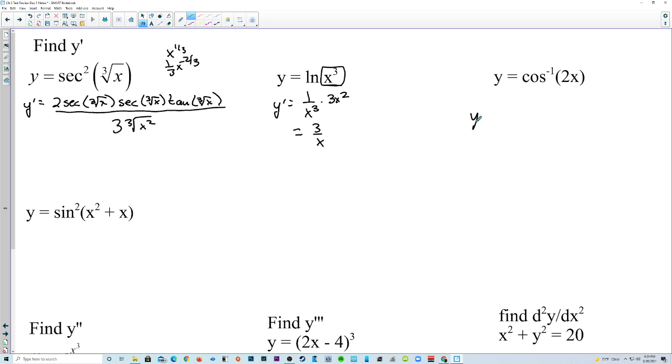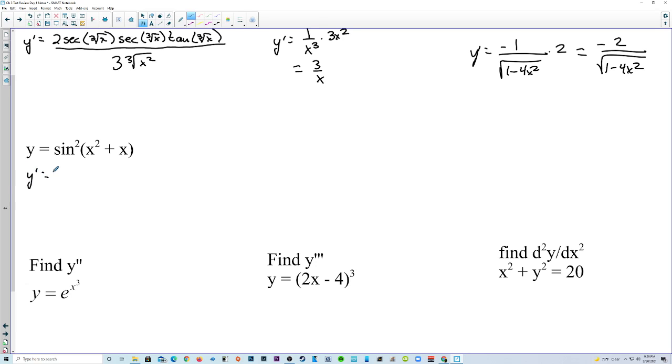Inverse cosine y prime is equal to, let's start with negative 1 over square root of 1 minus 4x squared, because that's actually 1 minus x squared, but it's 1 minus this thing squared, but then times 2. Not much we can do here, just put negative 2 over square root of 1 minus 4x squared.